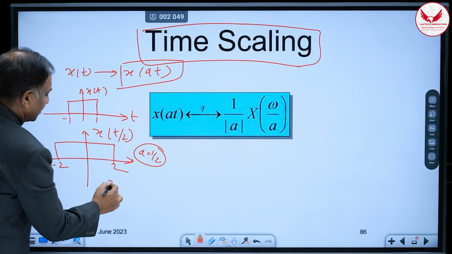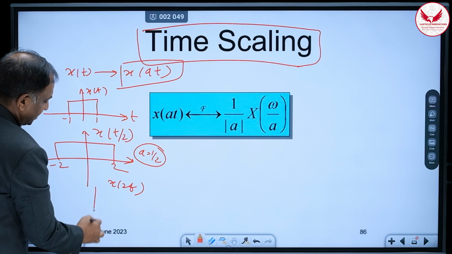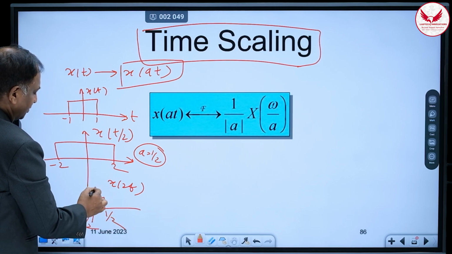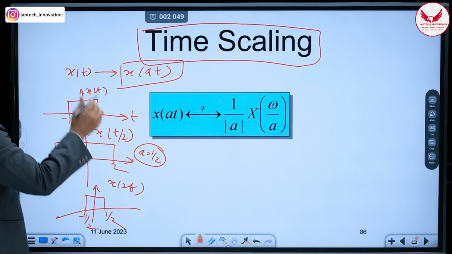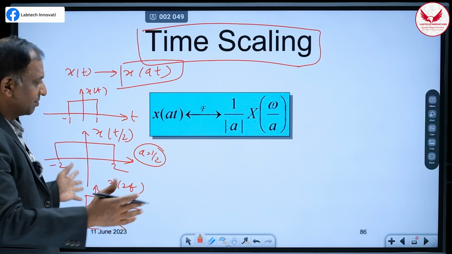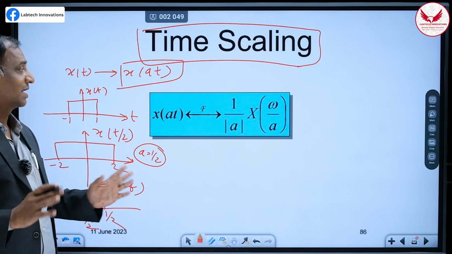For example, if I want to sketch x of 2t, here the signal is compressed in the time domain, with 1 by 2 and minus 1 by 2. So this is a compressed signal. Time scaling means the signal is either expanded or compressed in the time domain. That is called time scaling.